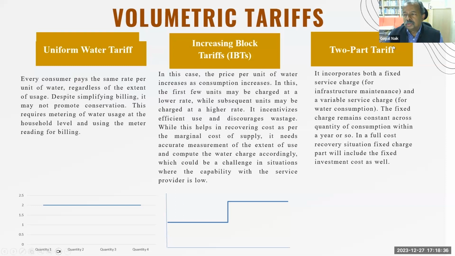We can also look at the two-part tariff. It incorporates both fixed service charges for infrastructure maintenance. Generally, if you give the maintenance contract, there is a fixed service charge. And there may be other fixed charges as well. For example, salary sometimes may be fixed, because for a year you may have hired somebody, and therefore the salary may be fixed. And variable service charges could be electricity charge and so on.